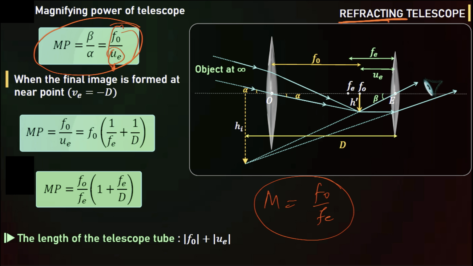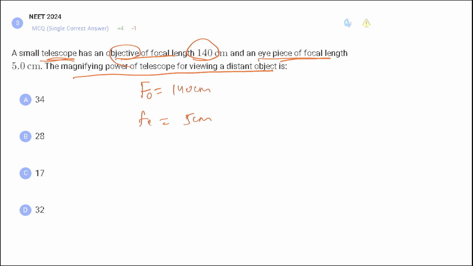तो we can say that F0/Fe is also correct, right? So अगर मैं बात करता हूँ बच्चे इसका magnification का, that is F0/Fe, we can say that 140/5. We can say that this is how much? 28. So we can say that 28 is the correct answer here, right?